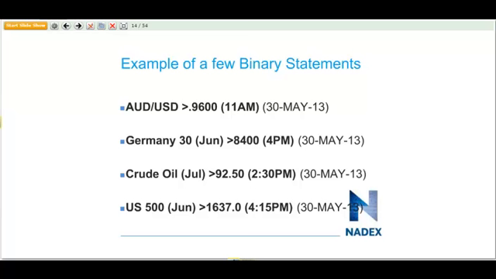Okay, so here are a couple examples of some binary statements. Aussie USD greater than 0.9600 at 11 a.m. This statement is based on the actual spot Aussie USD, and this is the price level, the strike level. Is it going to finish over this strike, yes or no, on this date? The German 30, that's the Nadex name. The German 30 is actually the DAX futures contract, the June contract. Again, here's the price level. It's like the line in the sand. And this is just a few examples.